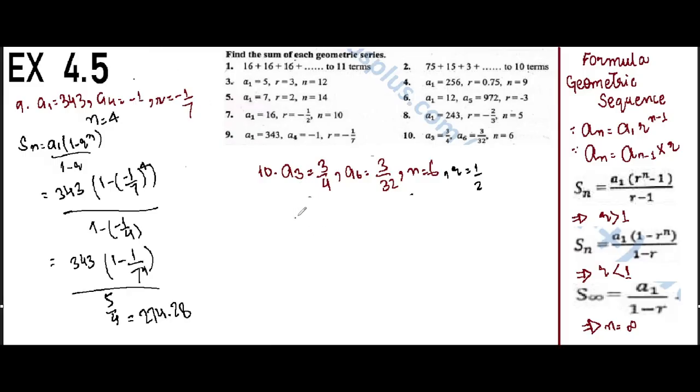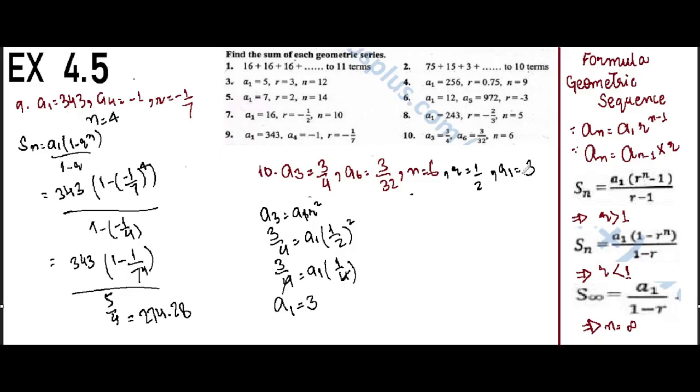Okay. Now we have r. Okay, we have to find a1. So a3 is equal to a1 r squared. It is equal to 3 by 4 is equal to a1 into r, which is 1 by 2, whole squared. 3 by 4 is equal to a1 into 1 by 4. 4 cancels with 4, so a1 is equal to 3. Now I'm also going to write this information over here and erase the solution.